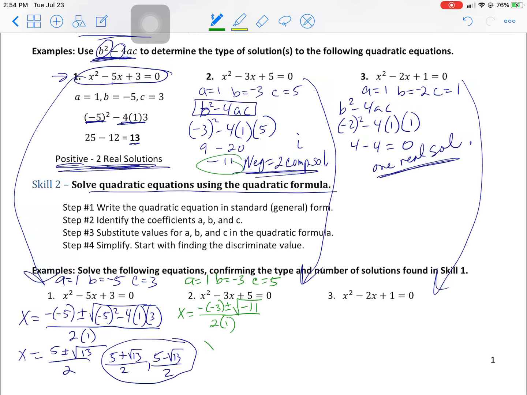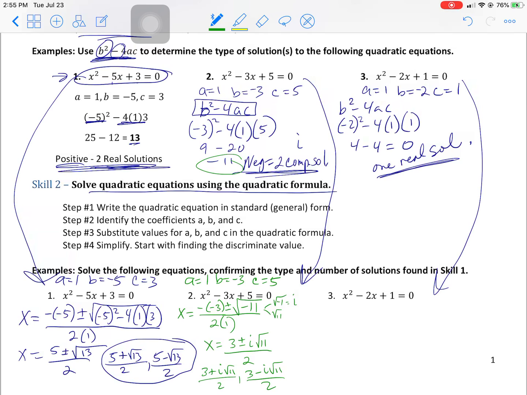All right, so clean this up. This is going to be a negative, which is a positive, plus or minus, what is this? We have to take the square root of negative 1 out. That's an i, so i square root of 11 over 2. So you may have to put as an answer 3 plus i square root of 11 over 2, comma, 3 minus i square root of 11 over 2.